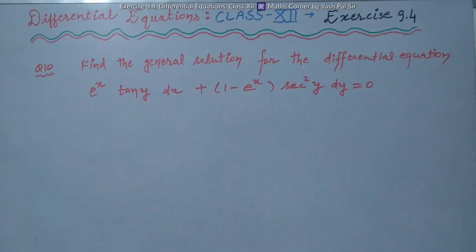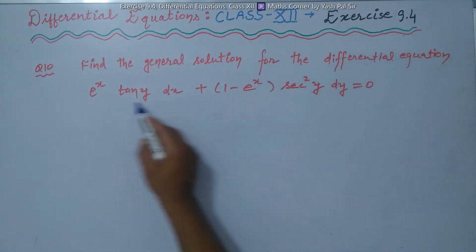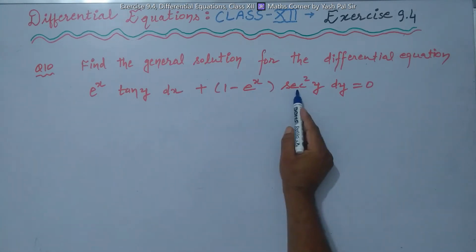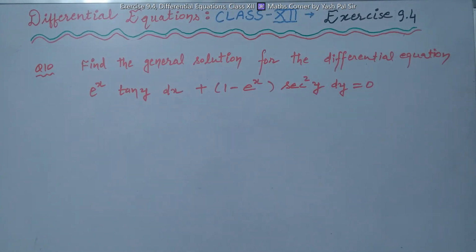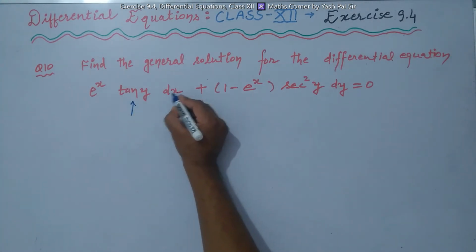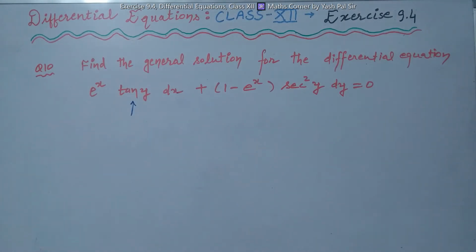Now coming to question number 10, find the general solution for the differential equation e power x tangent y dx plus 1 minus e power x secant square y dy. So first of all, find the terms which are to be divided. So first of all, we see here with dx we do not need this tangent y.